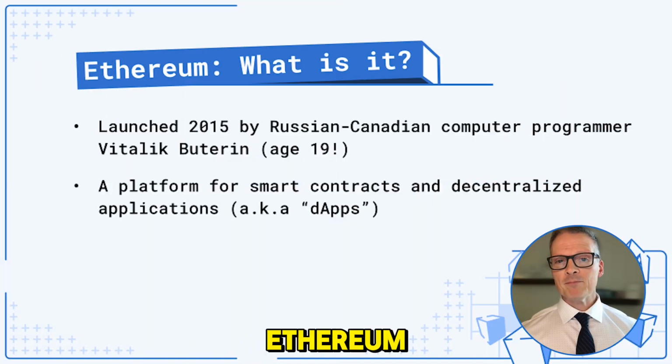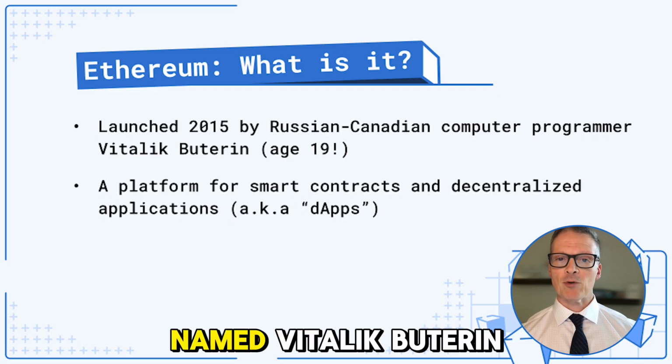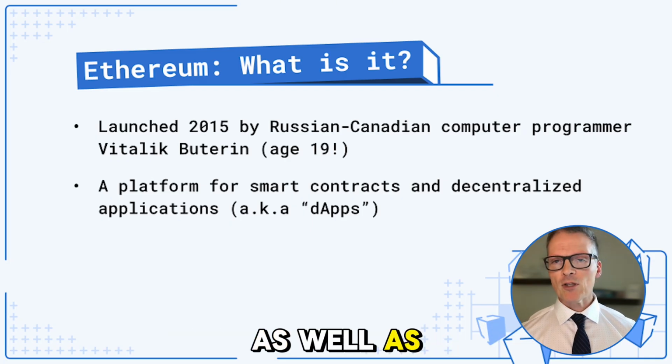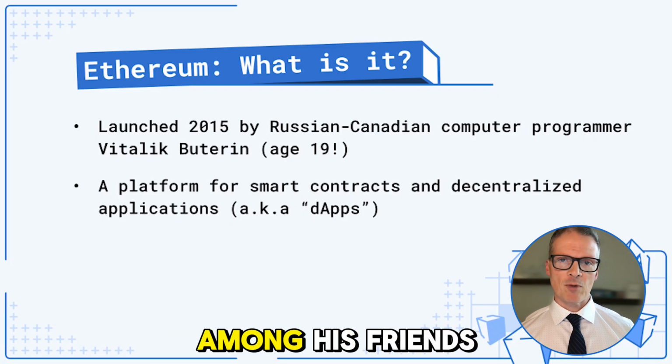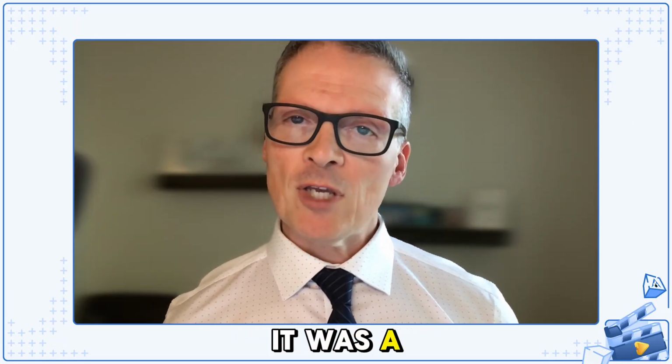So what is Ethereum? It was launched in 2015 by a Russian-Canadian computer programmer named Vitalik Buterin, as well as a core group of constituents among his friends in the early circle. But what was important is that it was a young person.